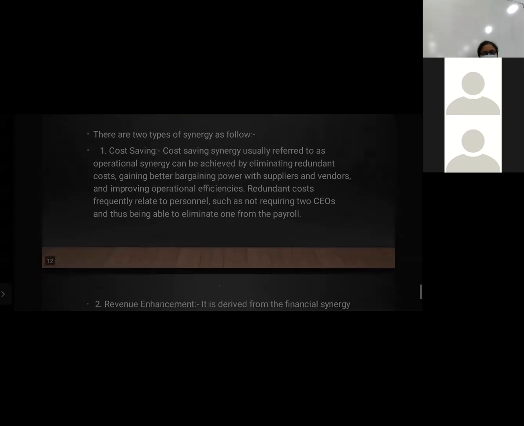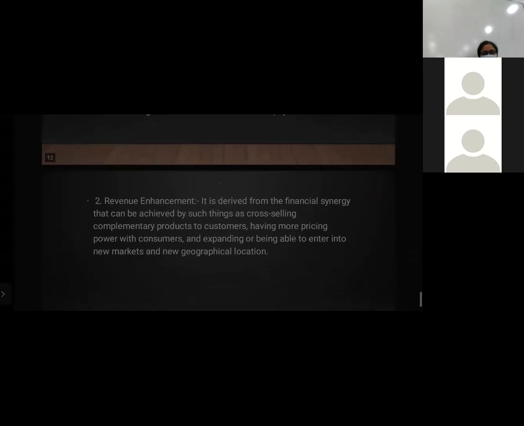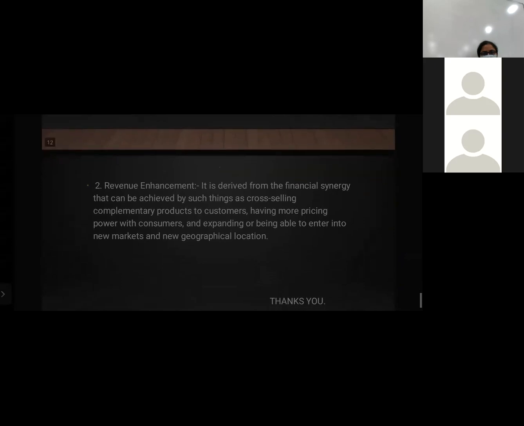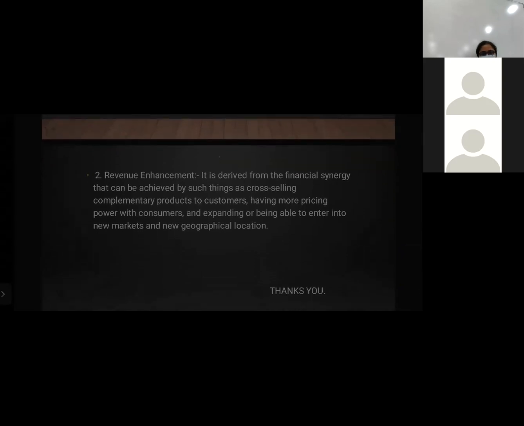Now the second type is revenue synergy. In this, as a result of an acquisition, the combined company is able to generate more sales than the two companies would be able to separately. Examples of revenue synergy are cross-selling, reduction of competition, access to new materials, etc.